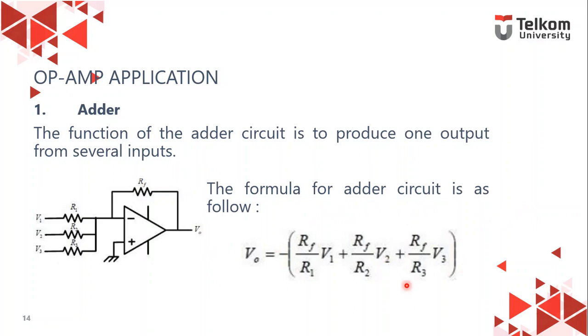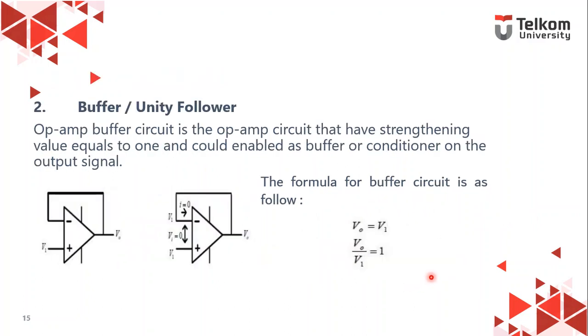The second one is buffer or unity follower. Op-amp buffer circuit is the op-amp circuit that has a gain equal to 1 and could be enabled as buffer or conditioner on the output signal. The formula for buffer circuit is as follows.